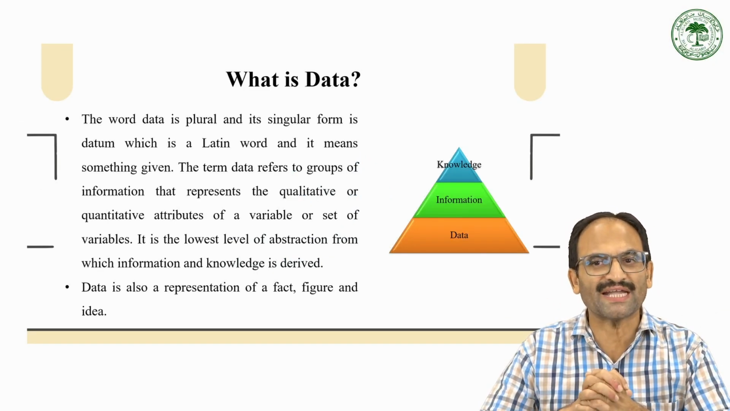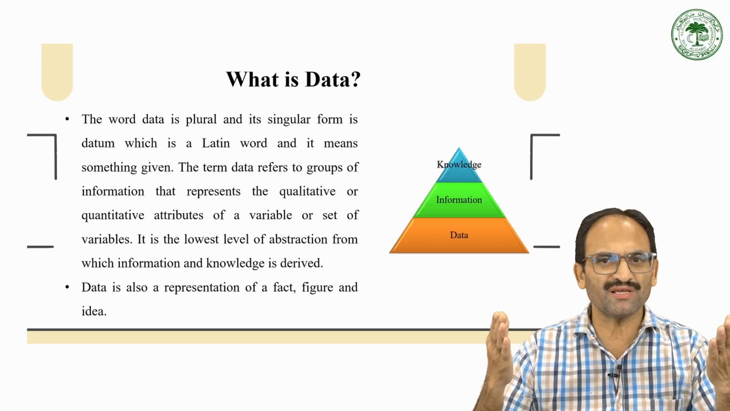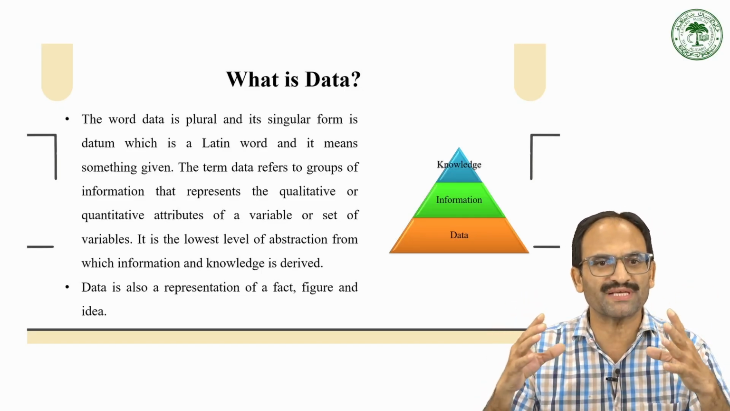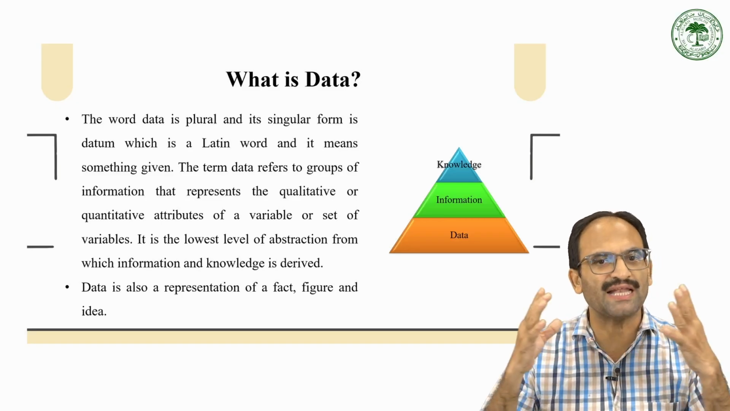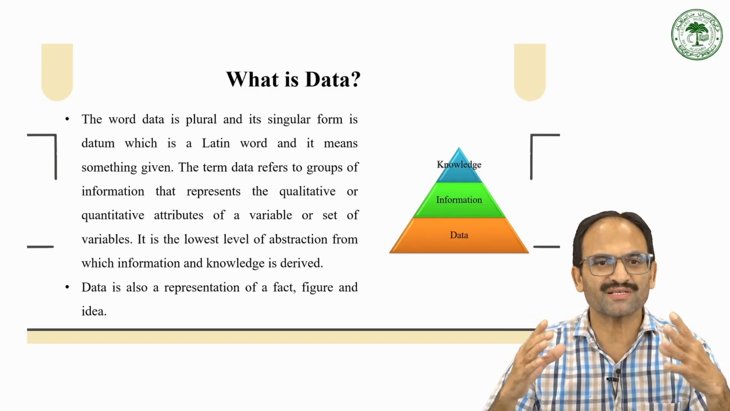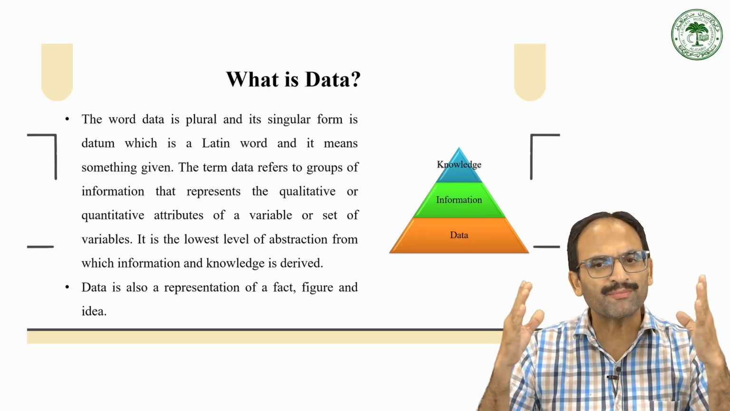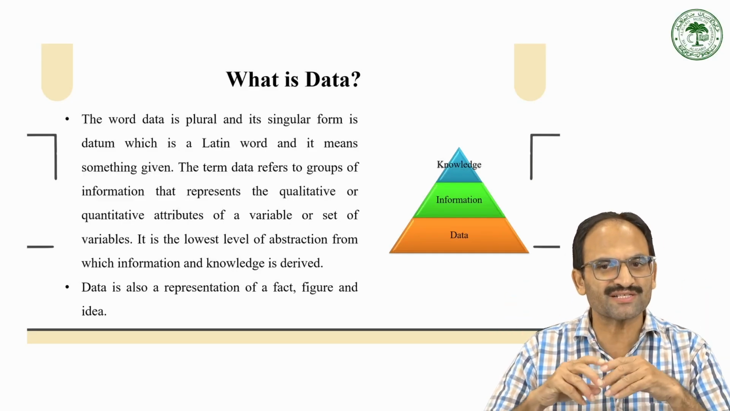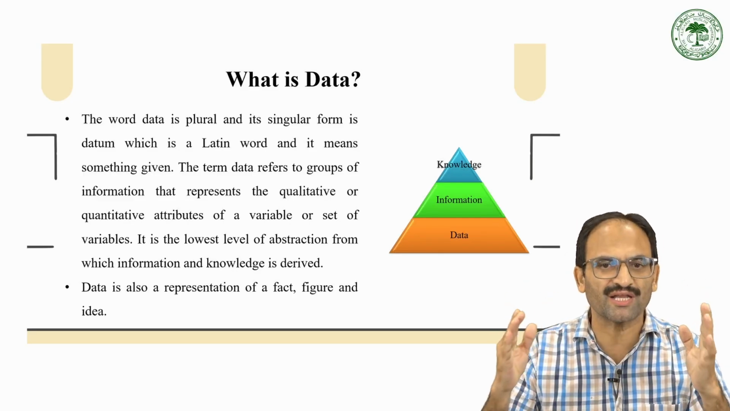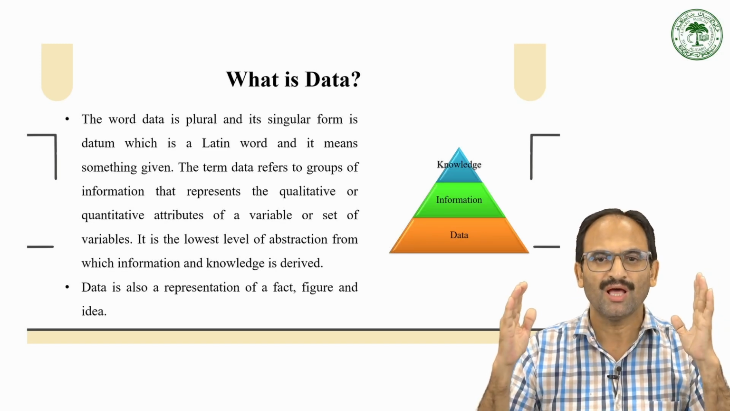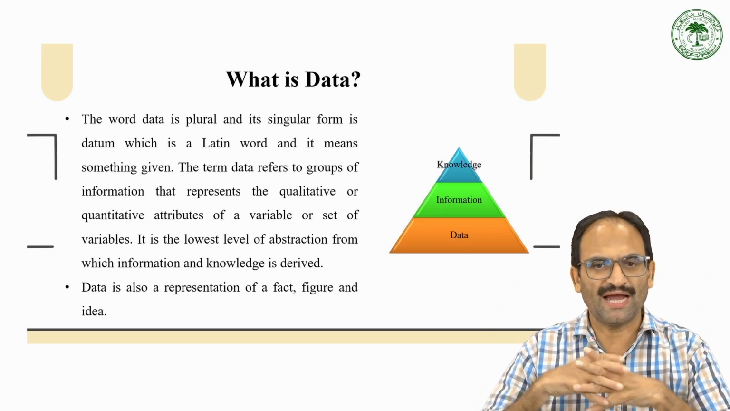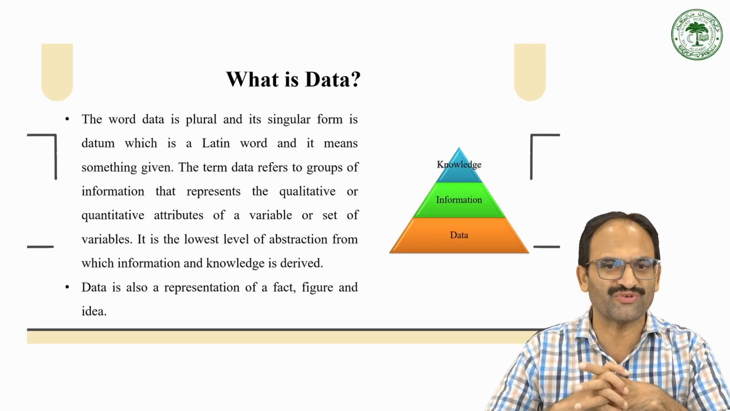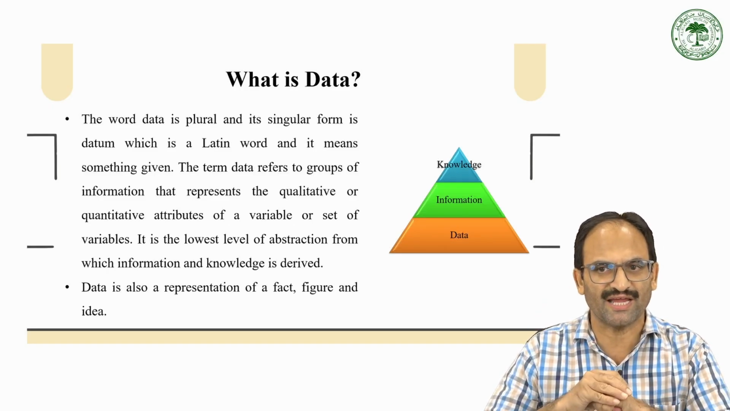So first let me explain what data is. Data is a plural word and its singular form is datum, and it is a Latin word, and datum means something given. So the term data refers to groups of information that represents the qualitative or quantitative attributes of a variable or set of variables, and of course it is the lowest level of abstraction from which information and knowledge is derived.